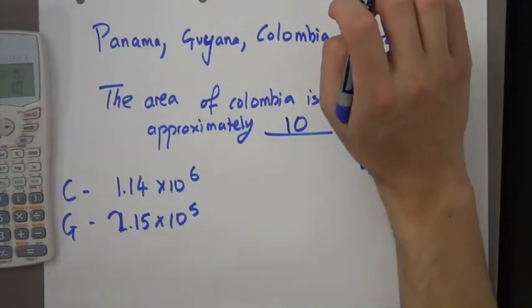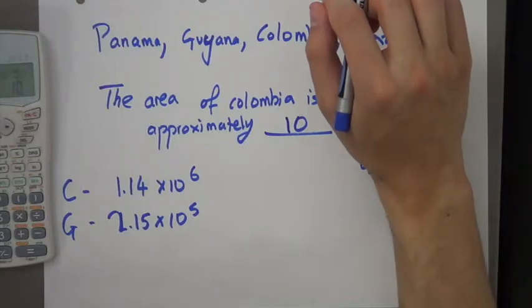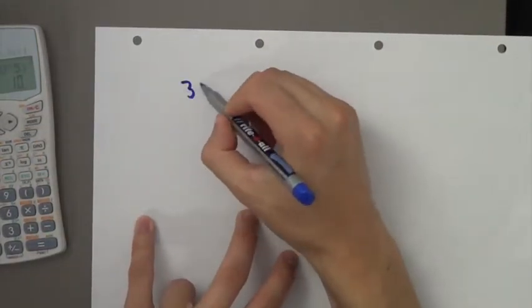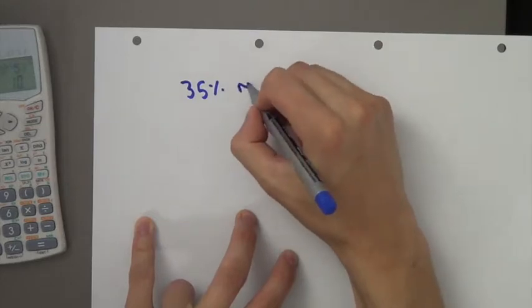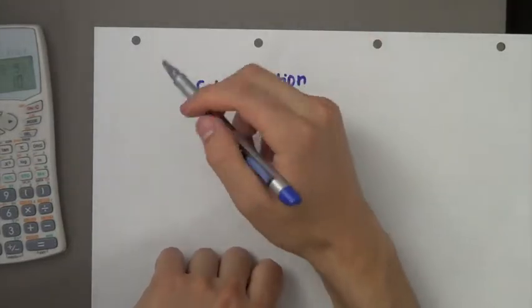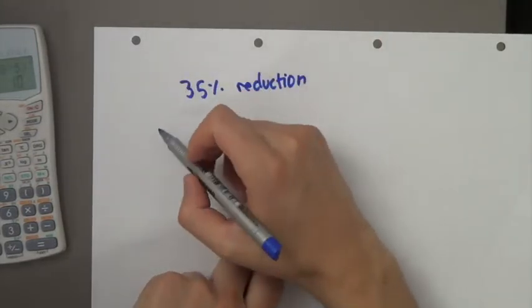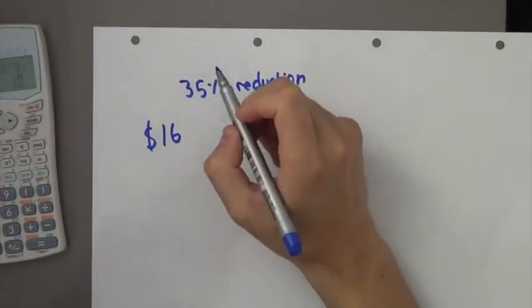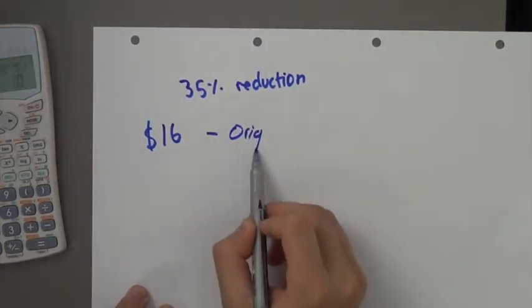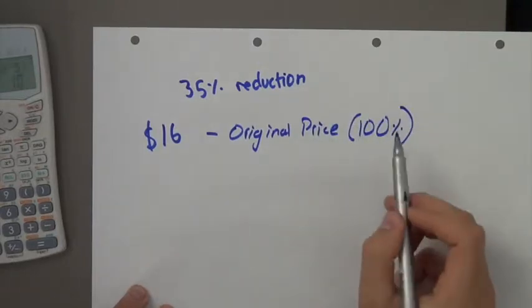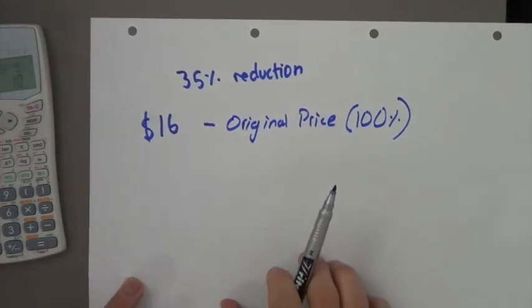Abdul bought a spade in this sale. Its original price was $16. How much did Abdul save? Now it says all items have a 35% reduction. So, this is the original price, and that's 100% of the price. There's a 35% reduction.